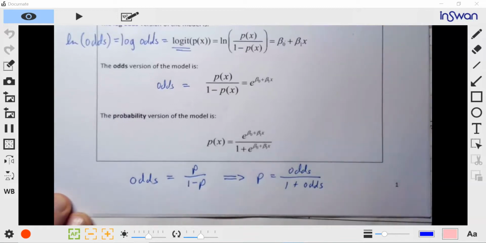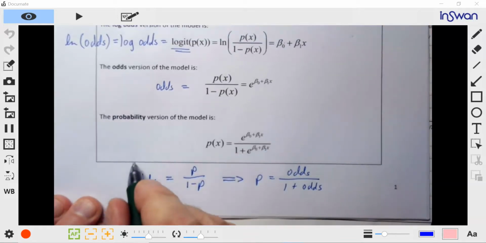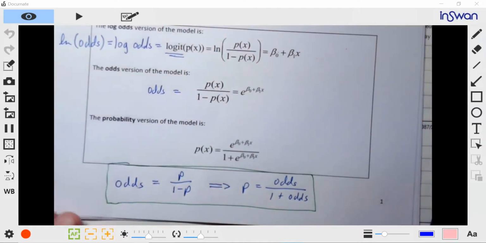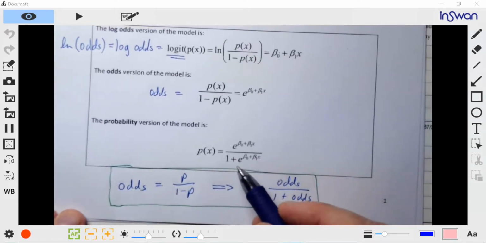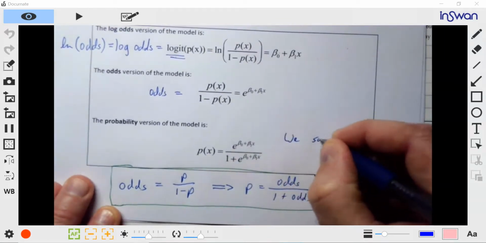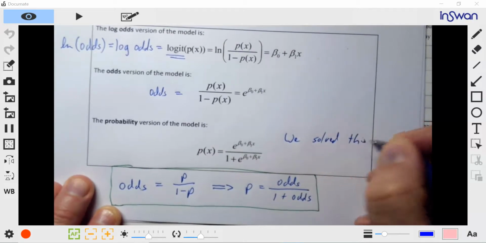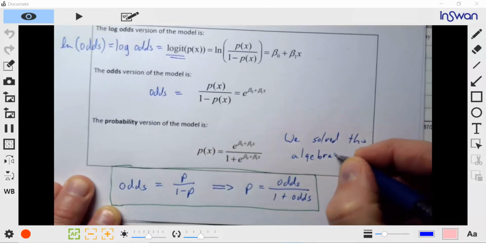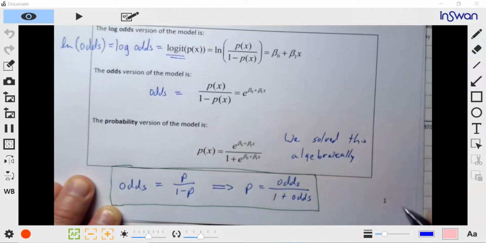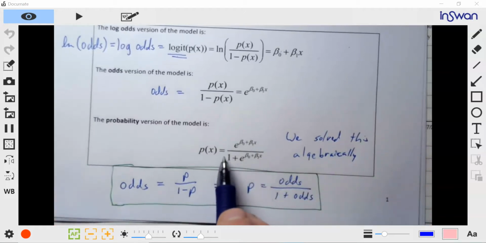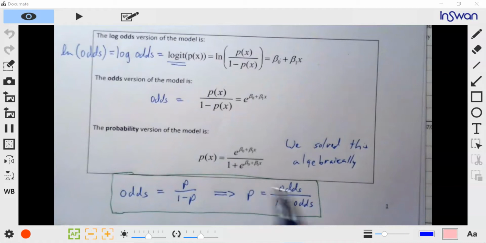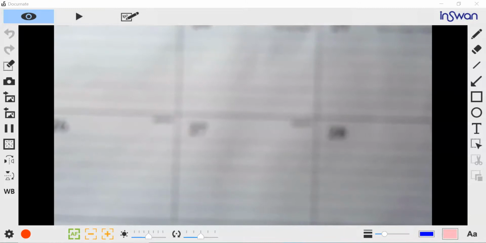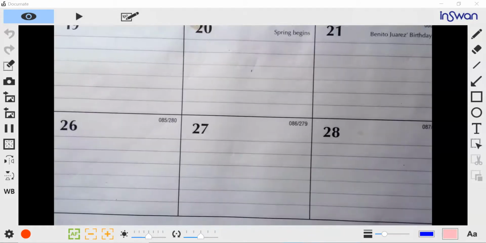So here's a simple formula that you should remember to convert between odds and probability. And that's exactly what we showed in the last set of notes. We solved this algebraically last time. That P is the odds over 1 plus the odds. So now, what can we do with that?